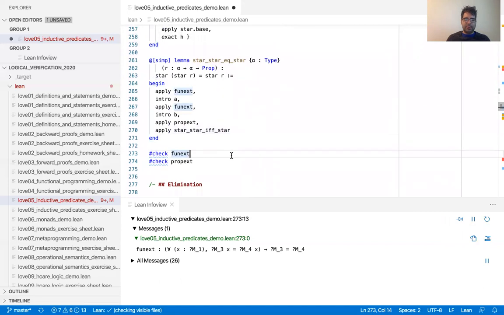And this is funext for you. Let's see, it prints it at the bottom. Right. So if for all x these two functions are the same, then they really are the same. And propext is just if and only if implies equality.